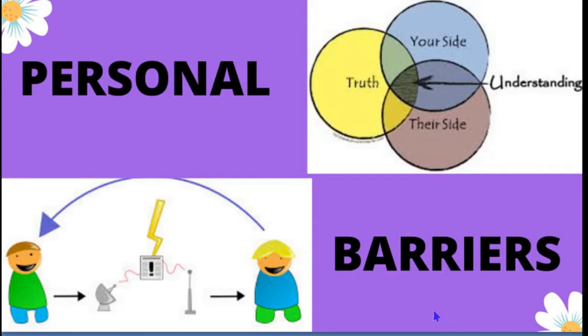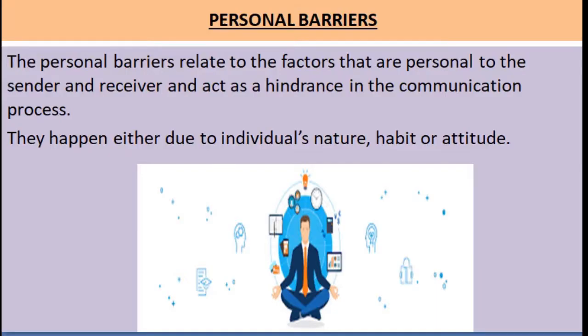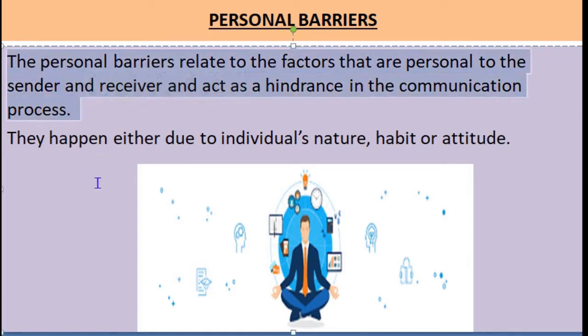What is the personal barrier? Students, I'm going to define the personal barrier. Here the highlighted part is saying that the personal barrier relates to the factors that are personal to the sender and the receiver and act as a hindrance in the communication process. So it is very clear that in the communication process, a barrier occurs due to some kind of personal interference, either on the part of the sender or the receiver.